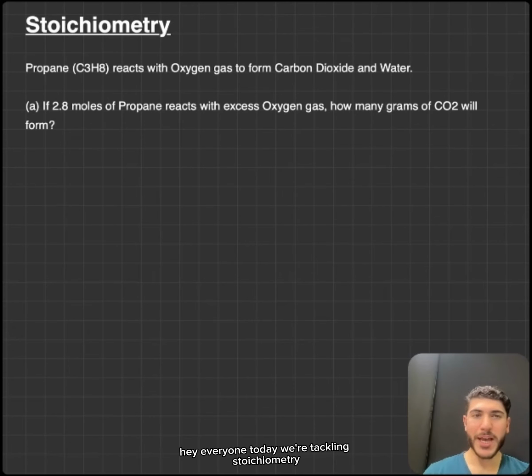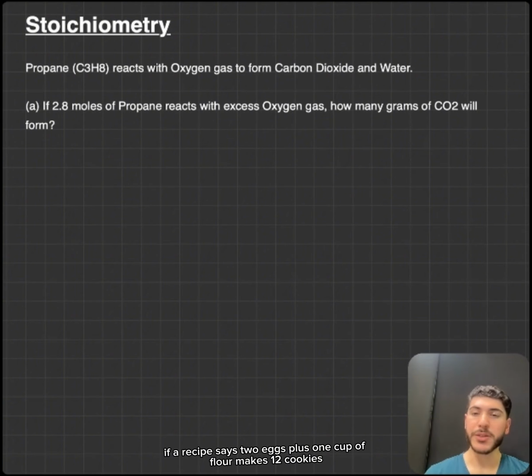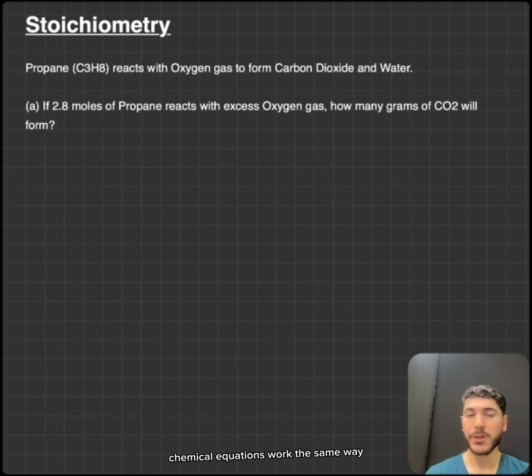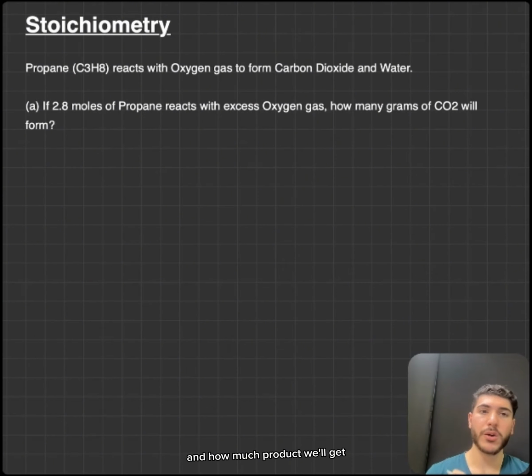Hey everyone, today we're tackling stoichiometry, the math of chemistry, by solving this propane combustion problem. Think of it like following a recipe. If a recipe says 2 eggs plus 1 cup of flour makes 12 cookies, you can't just throw in random amounts and expect the same results. Chemical equations work the same way. The coefficients are like recipe ratios. They tell us exactly how much of each ingredient we need and how much product we'll get.